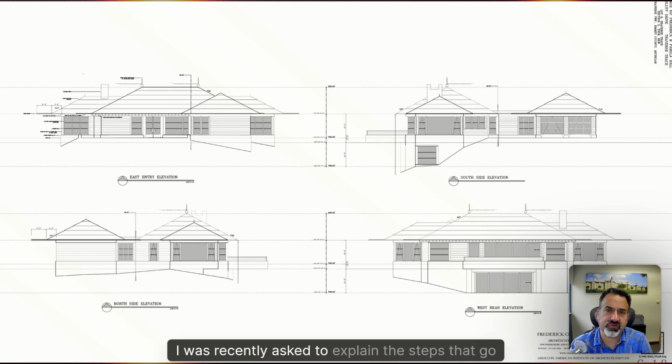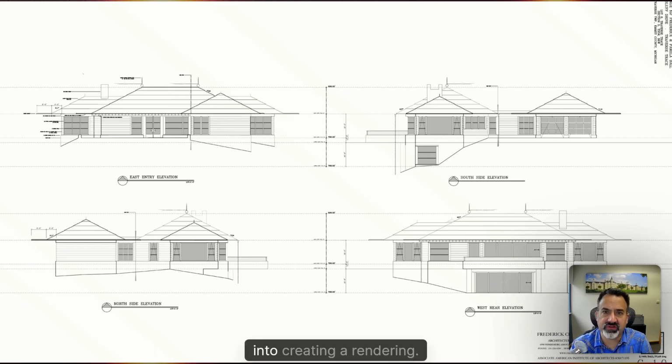I was recently asked to explain the steps that go into creating a rendering. What are the stages that we go through? Typically, it starts here. We get a flat elevation drawing from the architect, usually CAD or PDF.